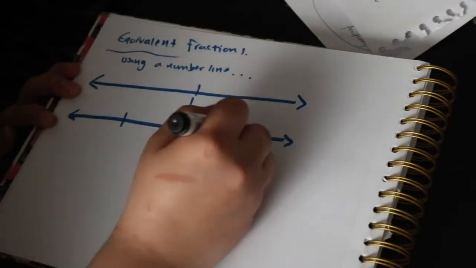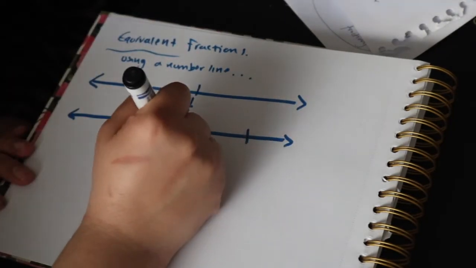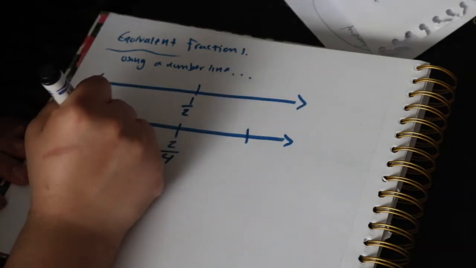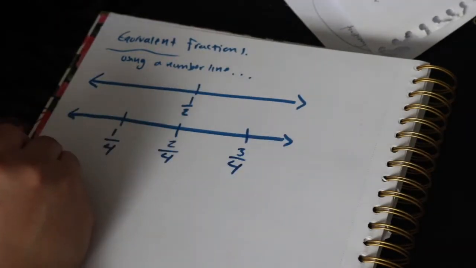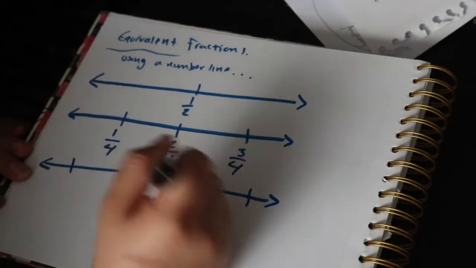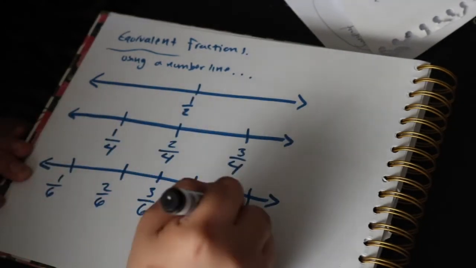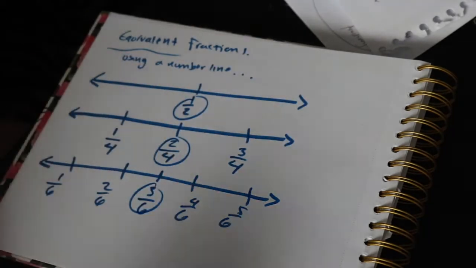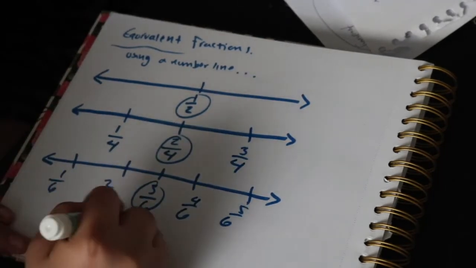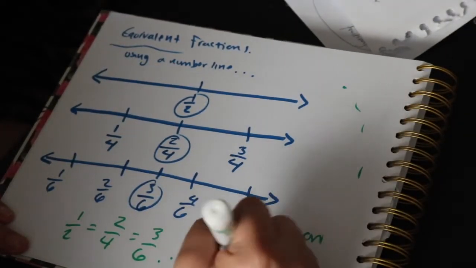Students also begin to see equivalent fractions using a number line as well. They begin to see that although two fractions are different, they may be equal to the same. So from using a number line, we can see that half is the same as 2/4. 2/4 is also the same as 3/6 based on the number line using the same denominator. So they begin to see, hey, these numbers are the same. Although they look like different numbers, they are equal to 1/2.